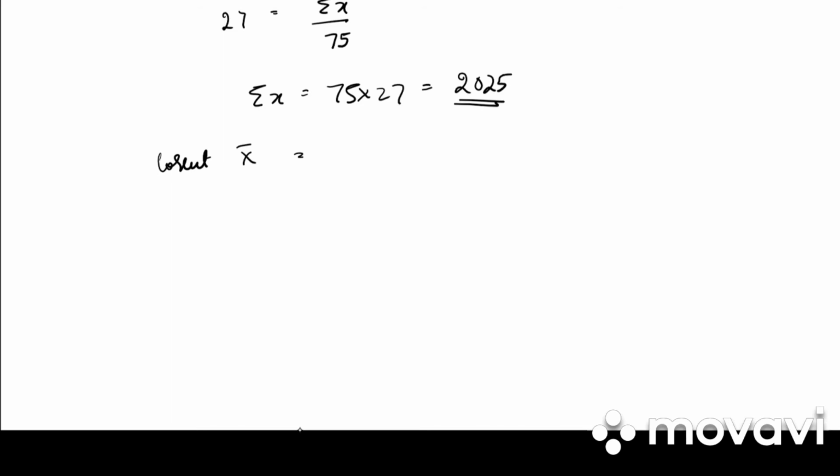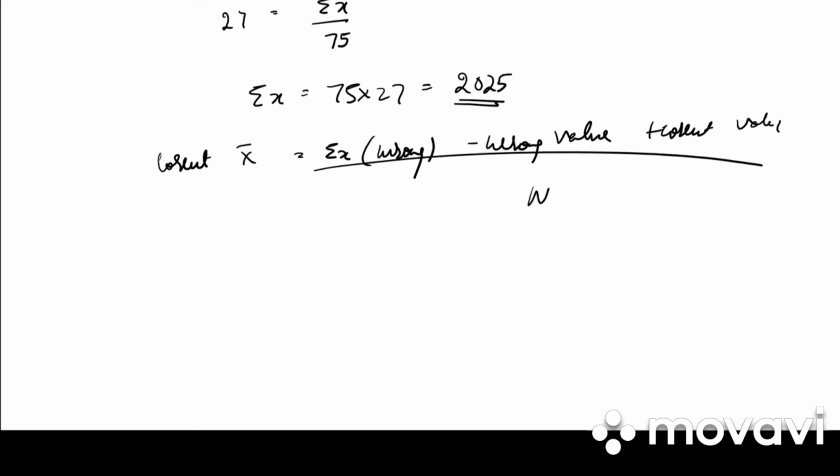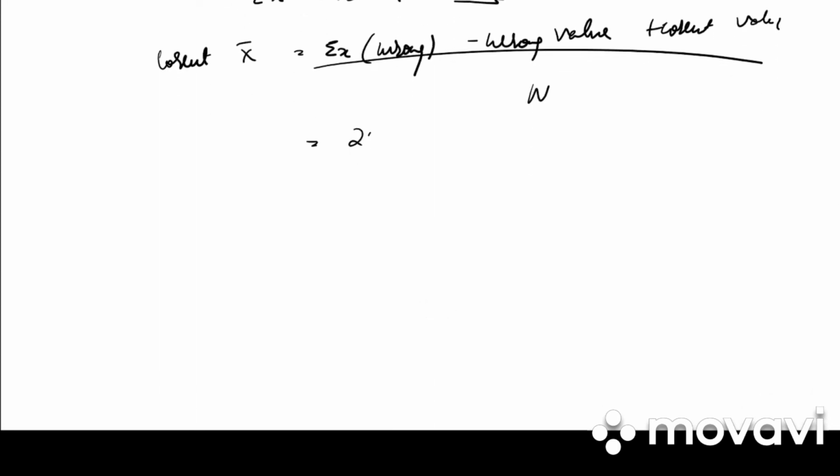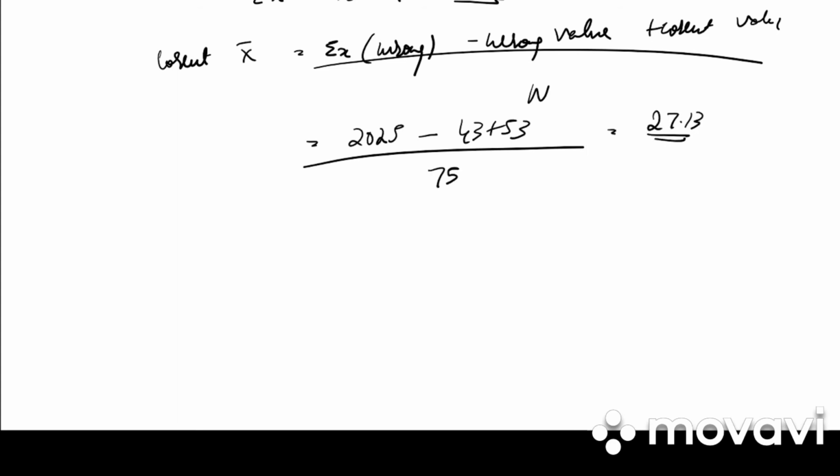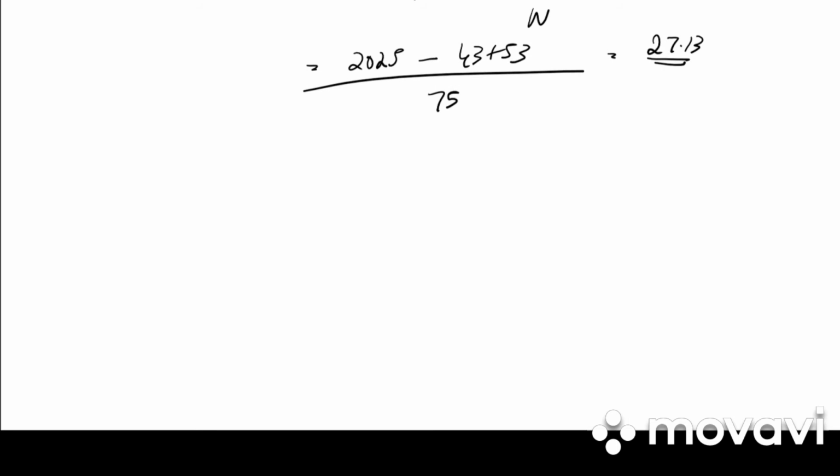So what is the formula? It is summation x, that is wrong, minus wrong value plus correct value, divided by n. So 2025 minus 43 plus 53 divided by n. How much is n? 75. We get 27.13.